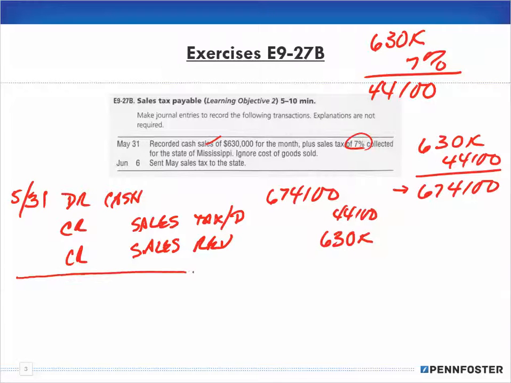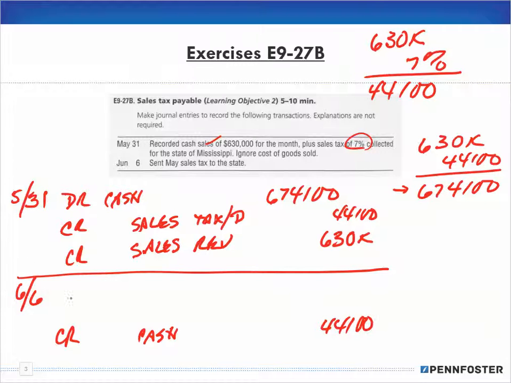That's that journal entry. Now on 6/6, I'm sending the May sales tax to the state. So am I affecting cash? Yes, my cash is going out, so I'm going to credit my cash for the amount of 44,100, and I am going to debit this, what I owe right here. So I'm going to debit my sales tax payable for the $44,100. Easy.